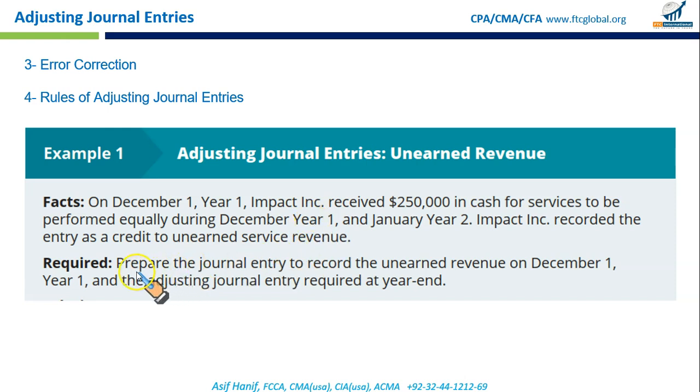Okay, what happens next? It says prepare the journal entries to record the unearned revenue on December 1st, year 1 and the adjusting journal entry required at the end of the year. Remember, this amount you received is for 2 months, December and January. Since the month of December is over, half of this amount is earned revenue. So we are going to remove half of this amount and transfer it to the revenue account.